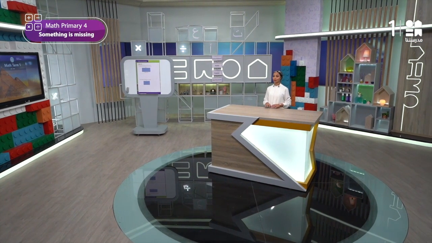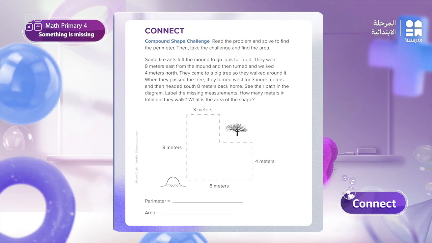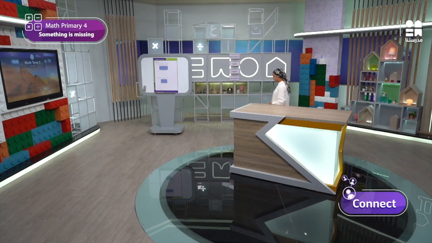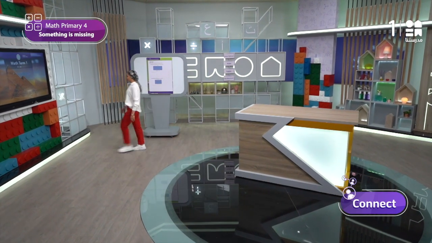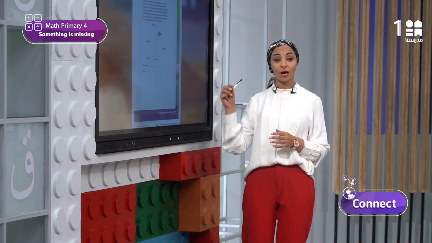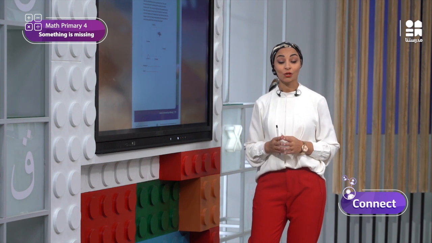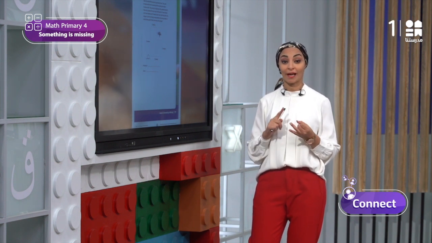Now I am sure that you remember many interesting facts about the fire ants that we got to know at the beginning of our lesson in Connect on page 177 in your school book. Let's see it all together. Here in page 177, as you see, you will see a problem about some fire ants who left the mound to go look for food. This problem is a challenge to your understanding of perimeter and area. I'll leave you with this challenge to read at home and to try to calculate the perimeter and the area.